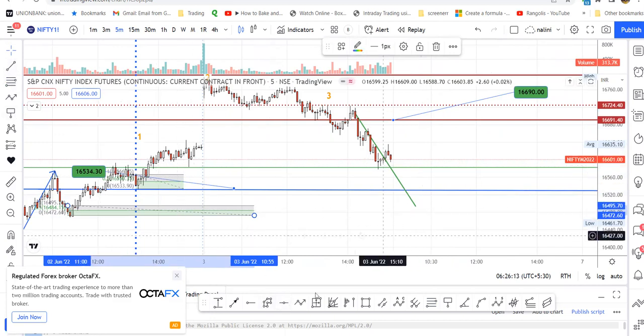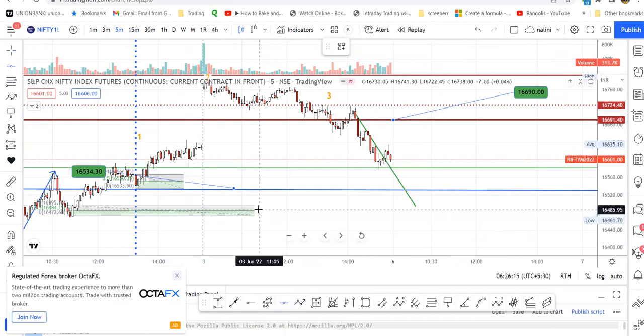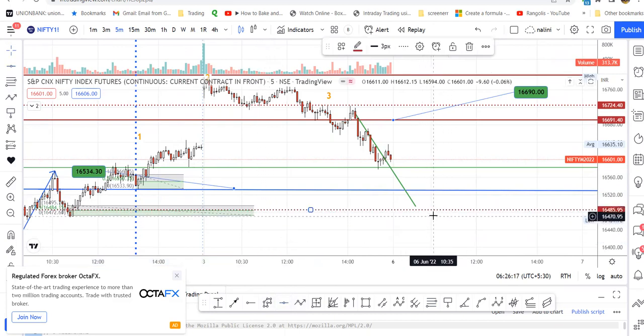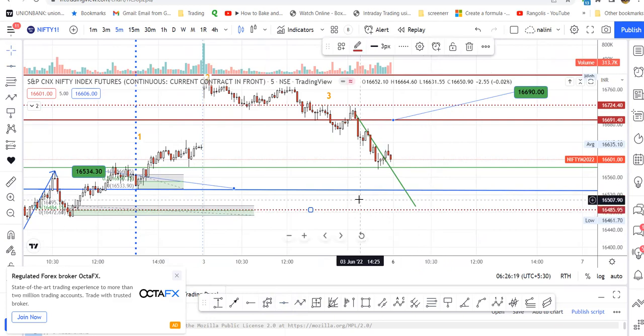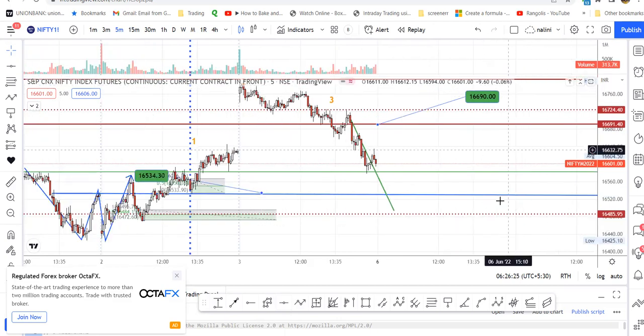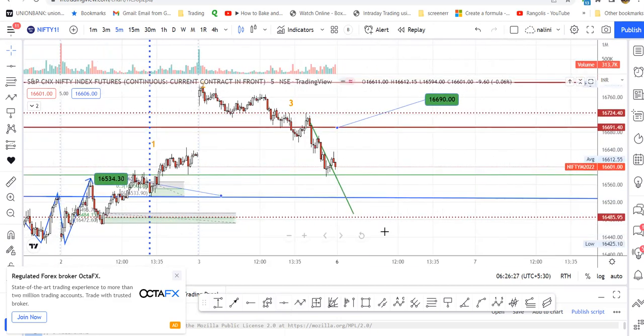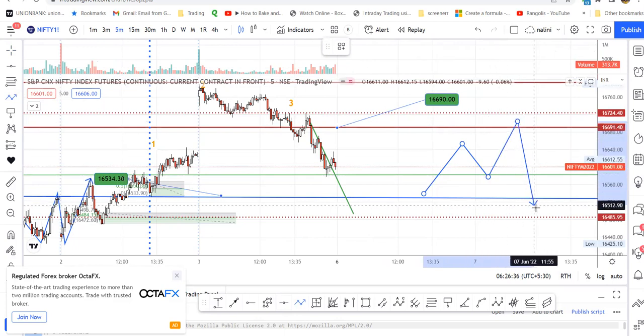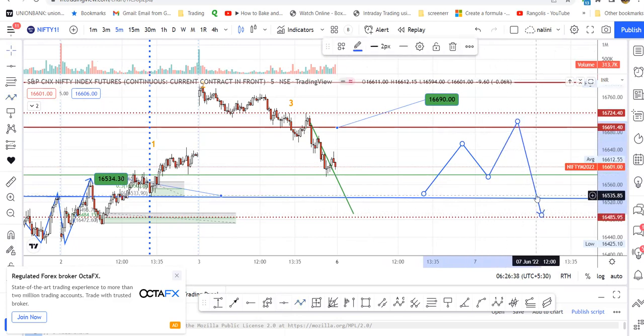To the level of 485 and also 477. Then what happens usually when you see this pattern? This is the choch. You have to get the choch.